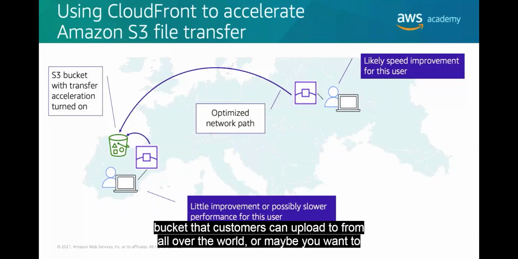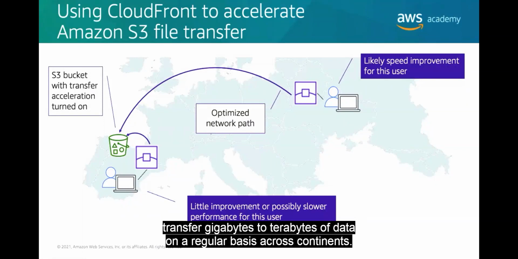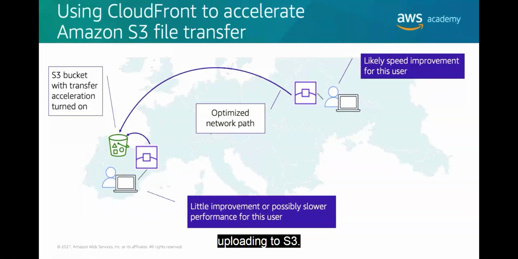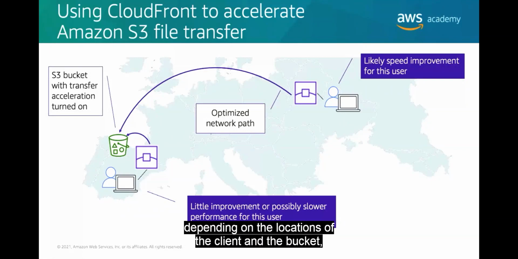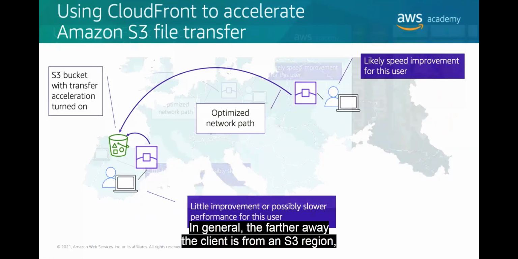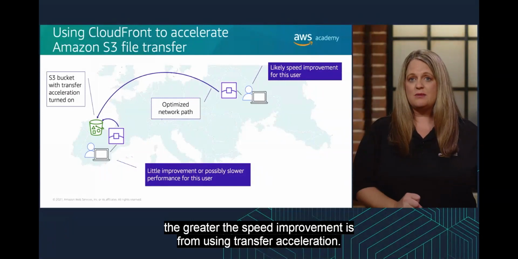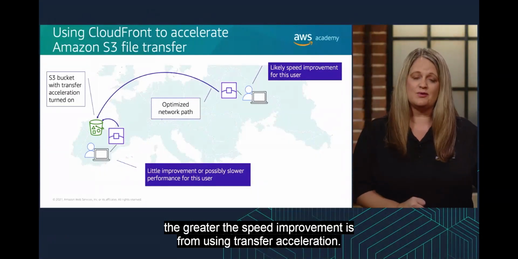Or maybe you want to transfer gigabytes to terabytes of data on a regular basis across continents. Perhaps you can't use all of your available bandwidth over the internet when uploading to S3. This feature incurs an additional cost. However, depending on the locations of the client and the bucket, the file transfer might not be faster with this feature turned on. In general, the farther away the client is from an S3 region, the greater the speed improvement is from using transfer acceleration.